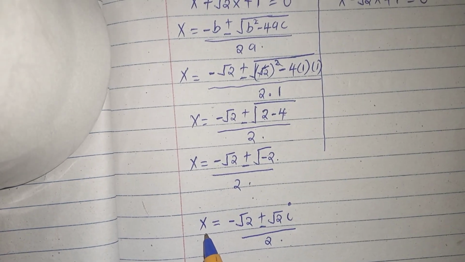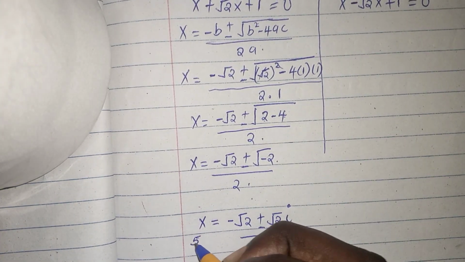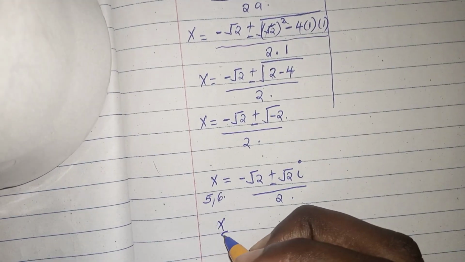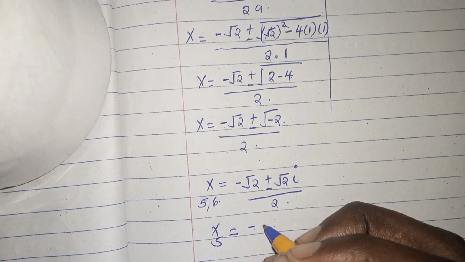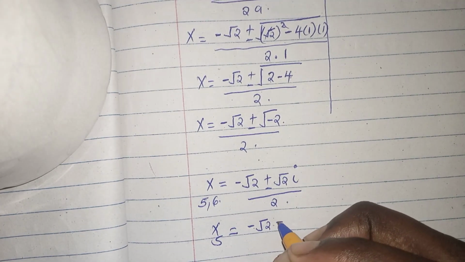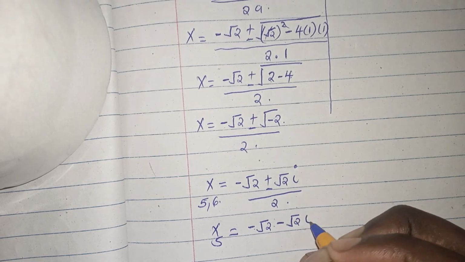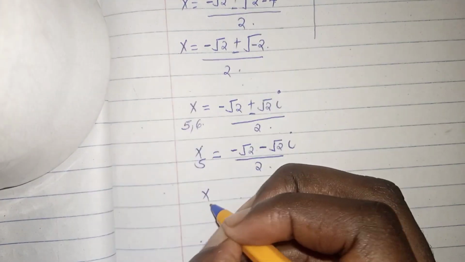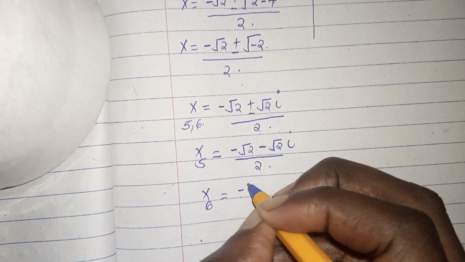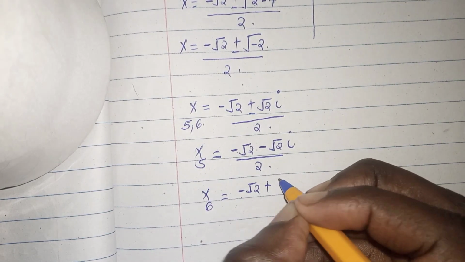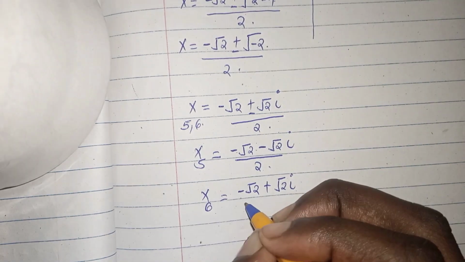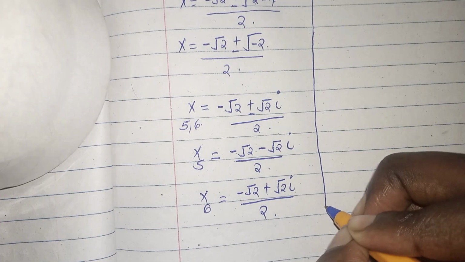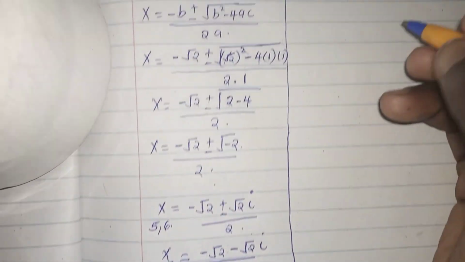So from this point, we shall now have the fifth value of x and the sixth value. So the fifth value of x is equal to negative square root 2 minus square root 2 imaginary over 2. And the sixth value of x is equal to negative square root 2 plus square root 2 imaginary over 2, right? So let us now get the 7th and the 8th value of x.